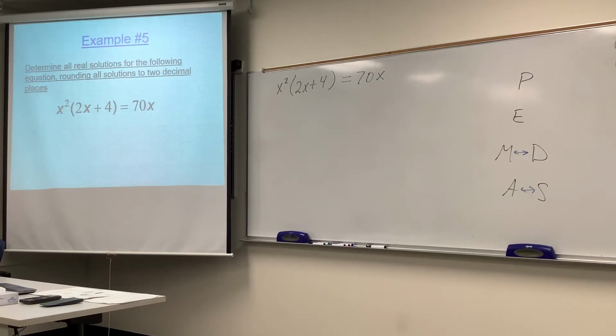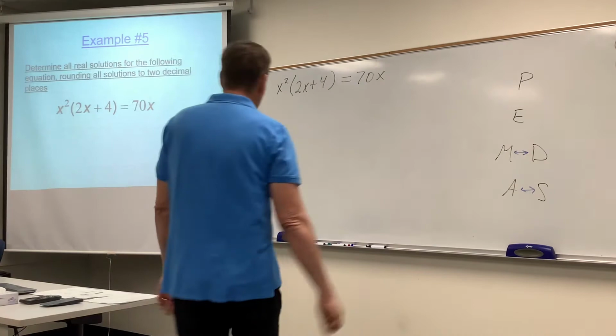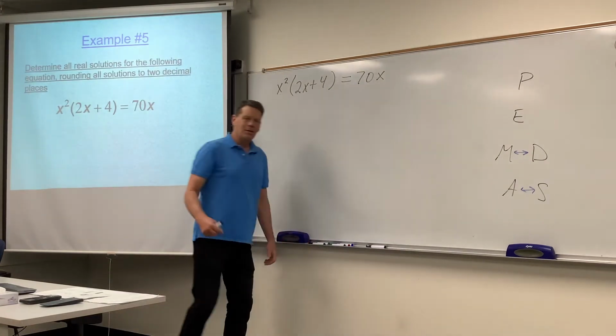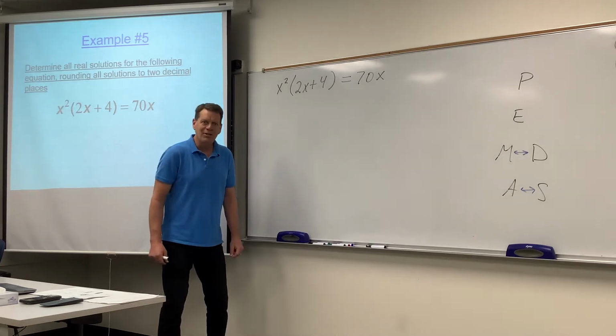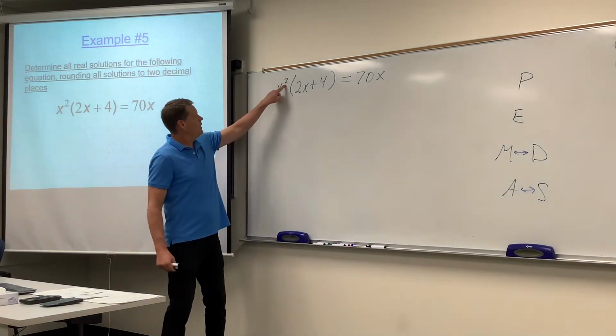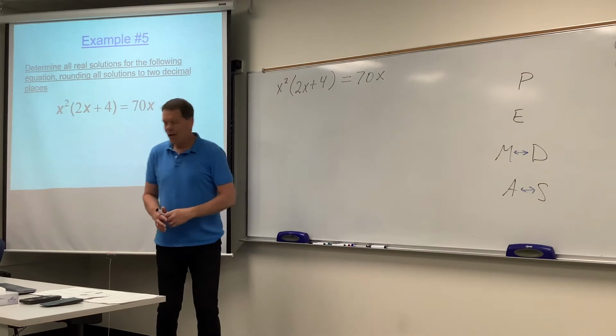All right, guys, here we go. This is example number 5 for higher degree equations. Now, when you first looked at this one, you probably thought, wait a minute, Mr. Sawdust is trying to trick us. This has x squared in it. That's the highest power. That would make it quadratic.